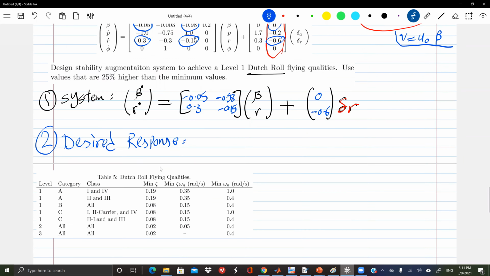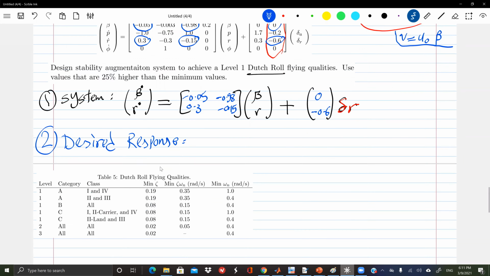We got 3 things from the table. The minimum zeta is 0.08. The product zeta omega n, multiplied together, minimum is 0.15. Omega n minimum is 1. So these are 3 limitations, and I need to get 2 of them. So let's decide what are the minimum things ever.